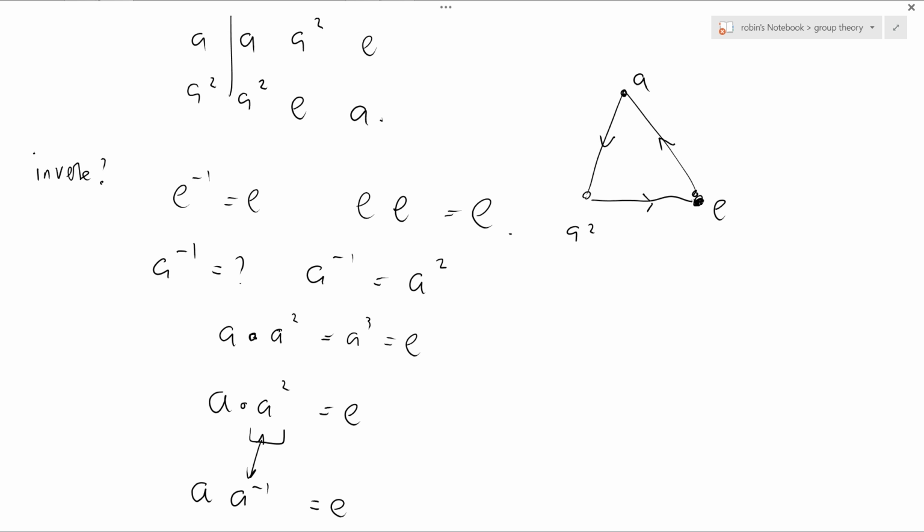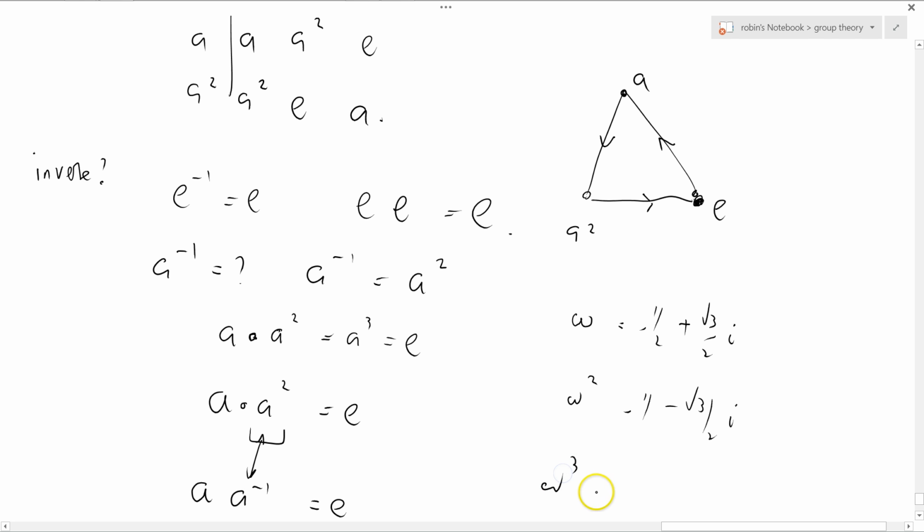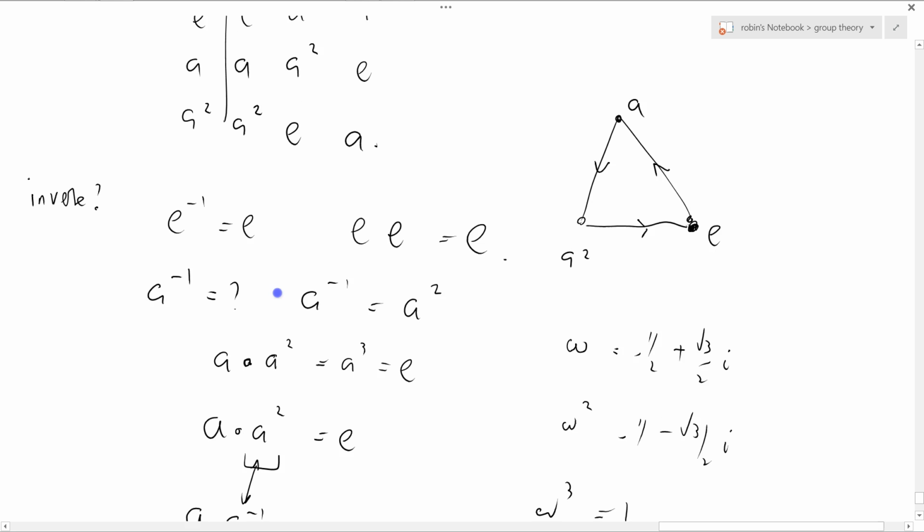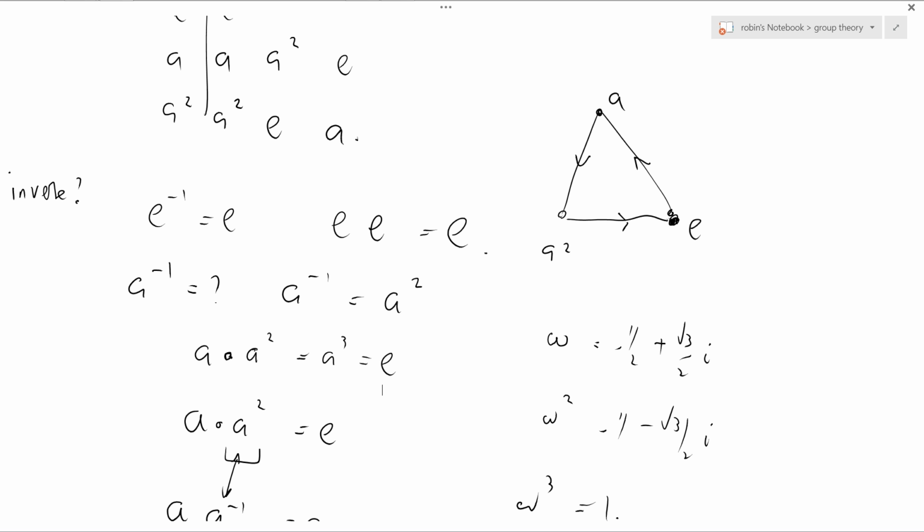And those of you who know about complex numbers will know that if I specify omega, which is minus a half plus root 3 over 2 i, then omega squared is this thing squared, which turns out to be minus a half minus root 3 over 2 i. And omega cubed equals 1. So this system here corresponds to cyclic multiplication of order 3. So that's jolly fun, and I'm going to stop there because I'm getting tired.